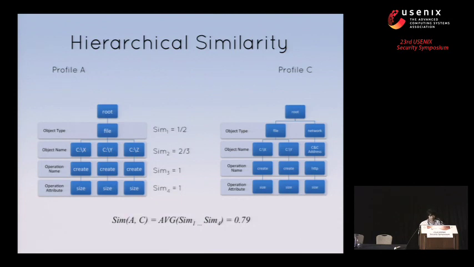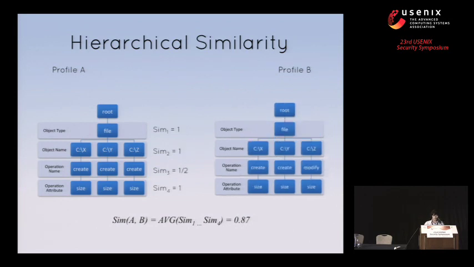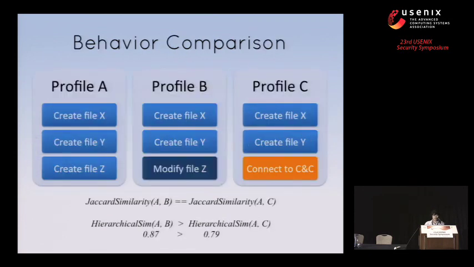For this case, we have 0.79 for behavior profile A and profile C, and for profile A and profile B, it's computed at 0.87. So if we go back to our previous example, where Jaccard similarity was giving us the same similarity, using the hierarchical similarity-based method we have similarity between A and B greater than similarity between A and C, which was our initial intuition. So this algorithm gives us the similarity measure.